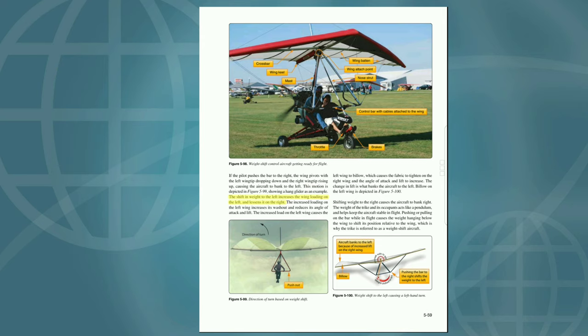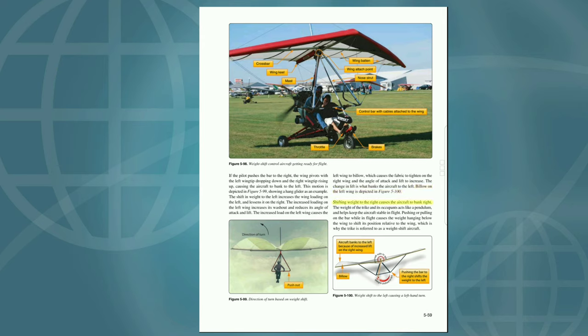The shift in weight to the left increases the wing loading on the left, and lessens it on the right. The increased loading on the left wing increases its washout, and reduces its angle of attack and lift. The increased load on the left wing causes the left wing to billow, which causes the fabric to tighten on the right wing and the angle of attack and lift to increase. The change in lift is what banks the aircraft to the left. Billow on the left wing is depicted in Figure 5-100.